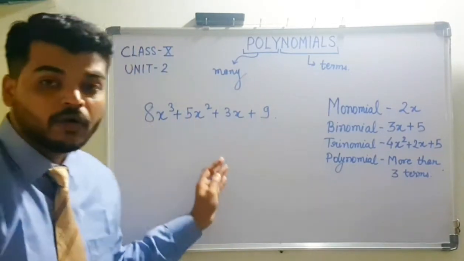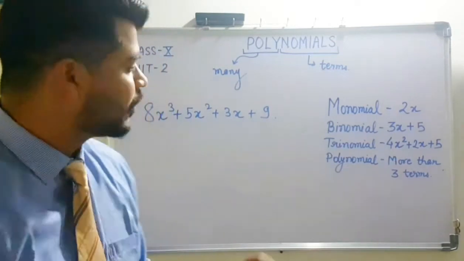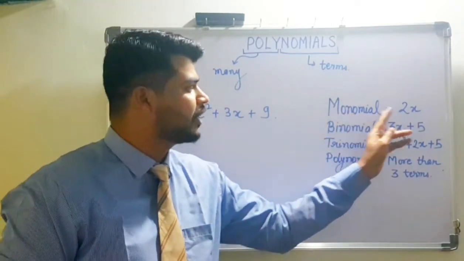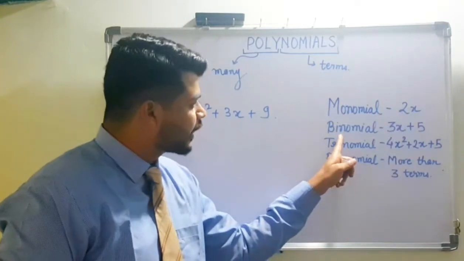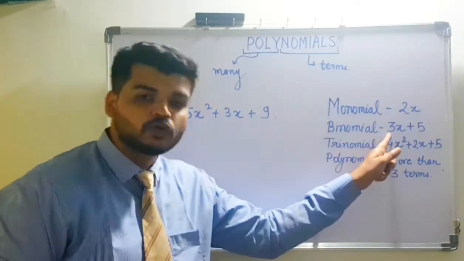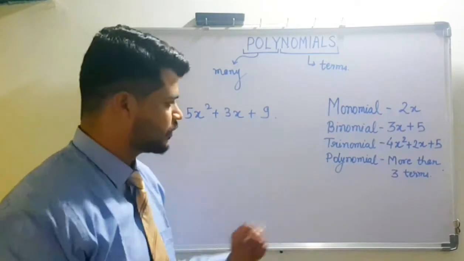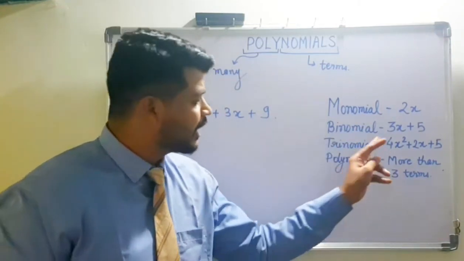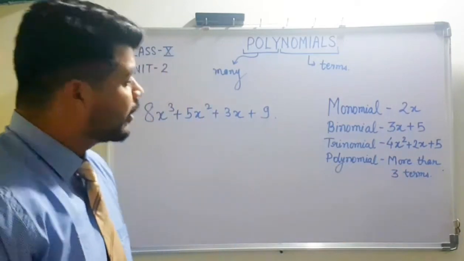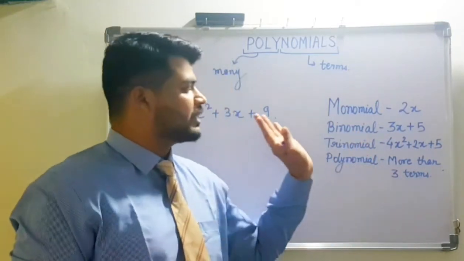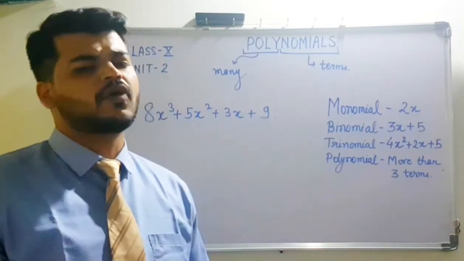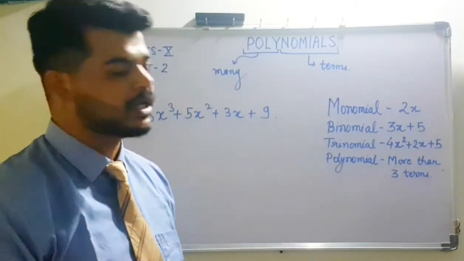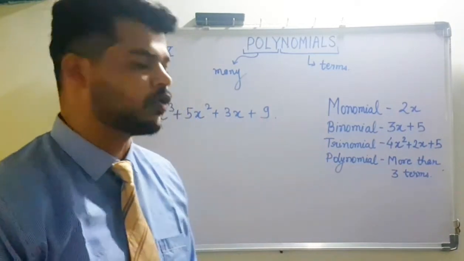Now, on the basis of number of terms, we have divided polynomials into monomial, having only one term. Second is binomial, having two terms, like 3x plus 5. Then we have trinomial, having three terms. And if the polynomial has more than three terms, we call it polynomial. These three are also called polynomials. These are just the categories of polynomial.